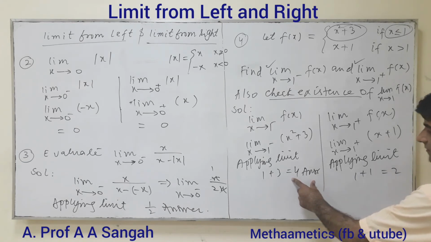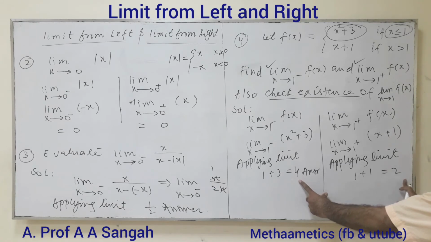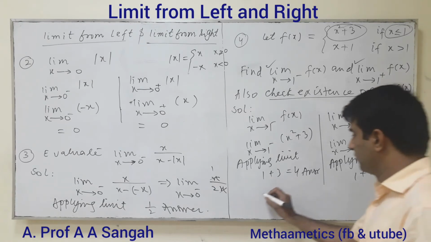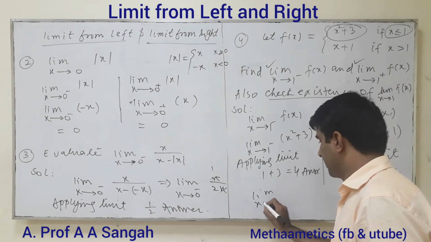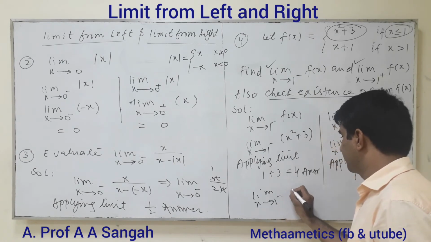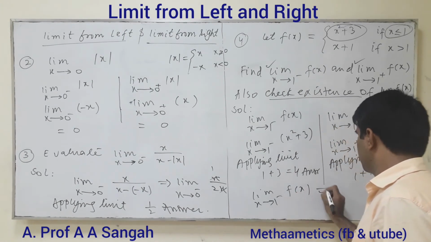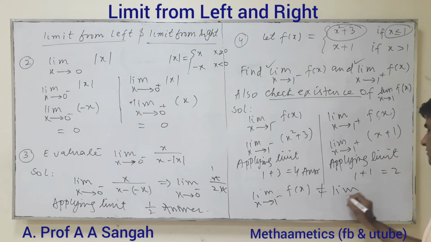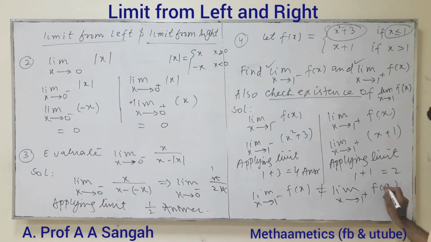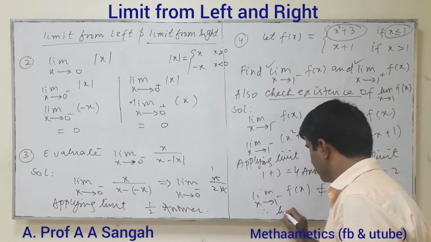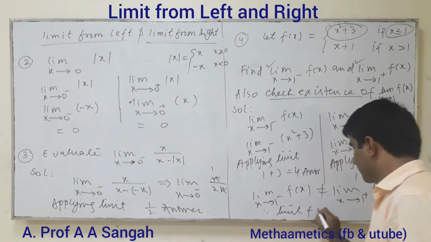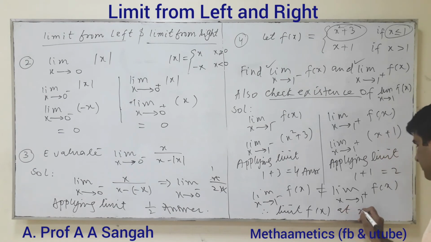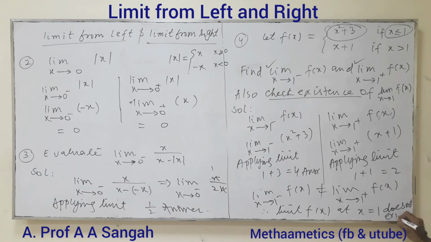The left hand limit answer is 4 and the right hand limit answer is 2. So limit x tends to 1 from the left hand side is not equal to limit x tends to 1 from the right hand side. Therefore the limit of the given function at x equal to 1 does not exist.